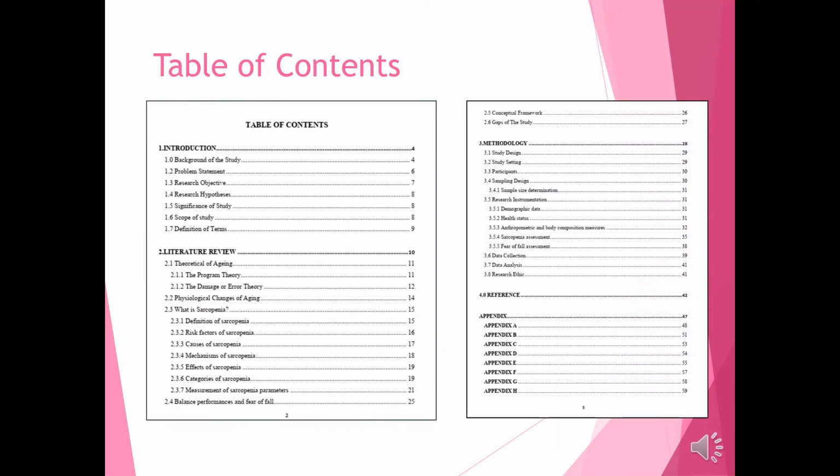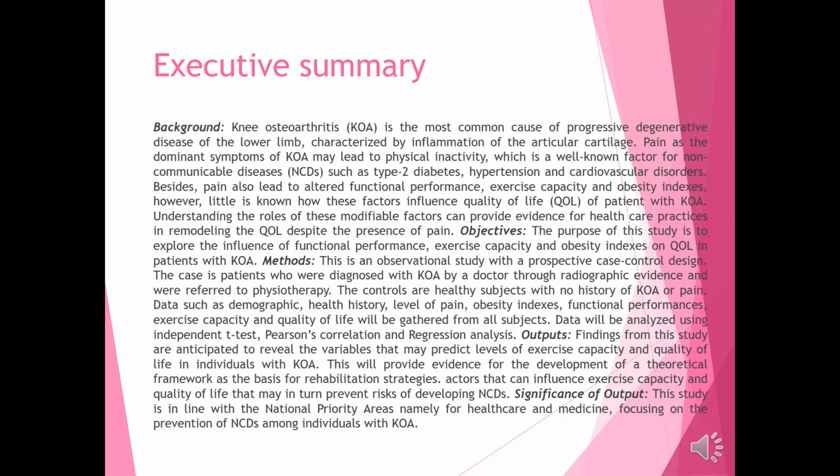Then you must have the table of contents so that when your readers look through or read your research proposal, they will be guided by your table of contents. Also you must have your executive summary, because normally readers will go straight to the executive summary just to have some idea of what your study is about.